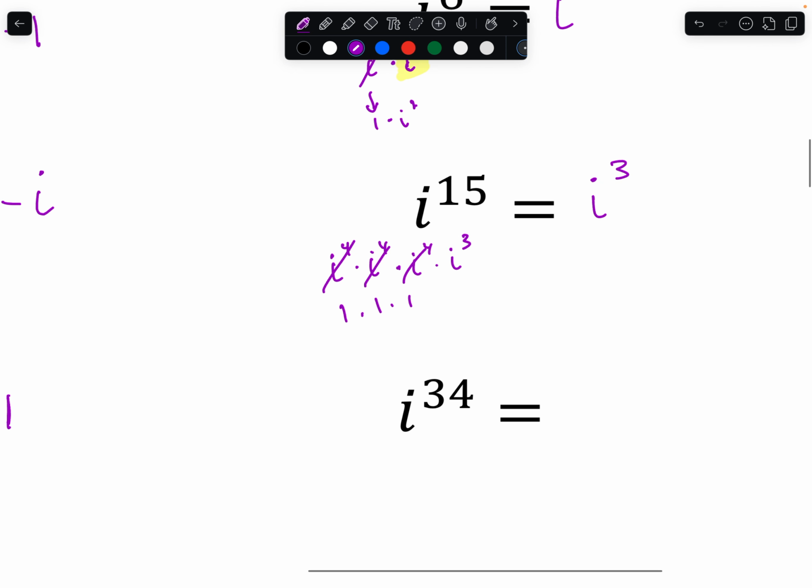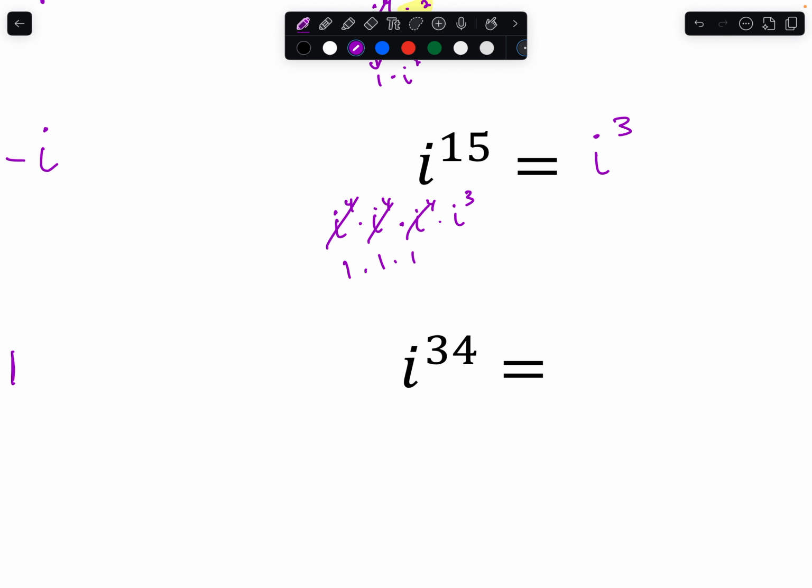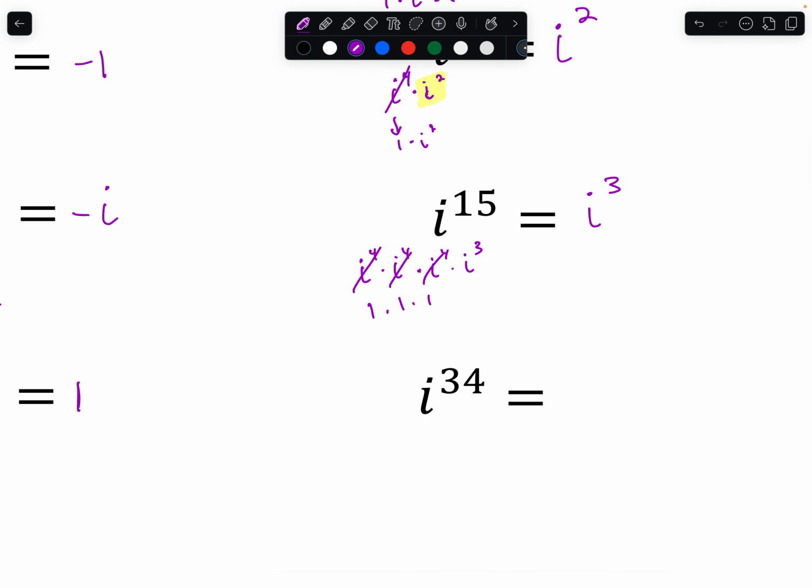So what we can do is, instead of figuring out how many sets of 4 by writing it all out, you could take the number 15 and divide it by 4, and then just look at the remainder. We don't care about how many sets of 4 there are. There were 3 sets of 4, right? We didn't care about these 3 sets. So we don't care about the quotient. We just care about the remainder. That's how many i's are going to be left over after you take out all your i to the 4s.